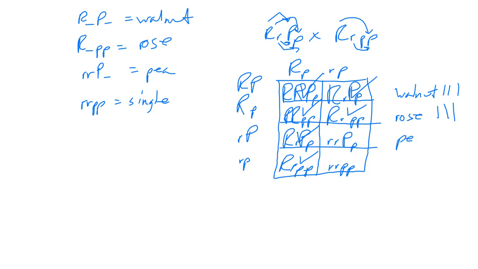A pea has to have 2 little r's and a big P. Here's 2 little r's and a big P. Got 1, that's it. And then for single, gotta have 2 little r's and 2 little p's, which is right here. That's our 1. So 3 to 3 to 1 to 1, or 3/8, 3/8, 1/8, 1/8 is our ratio for the phenotypes.